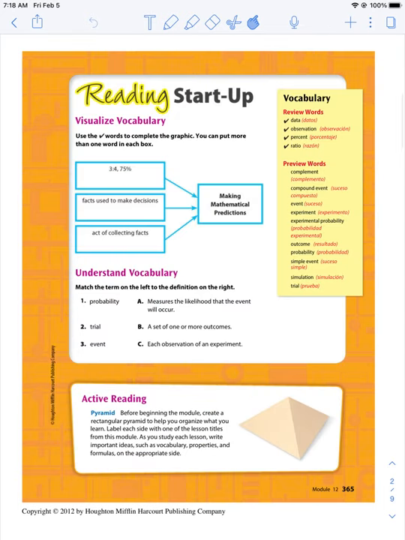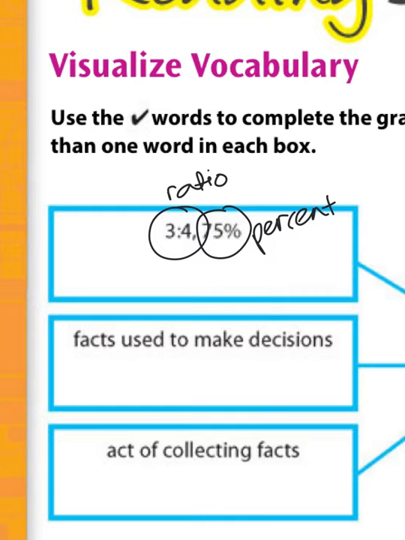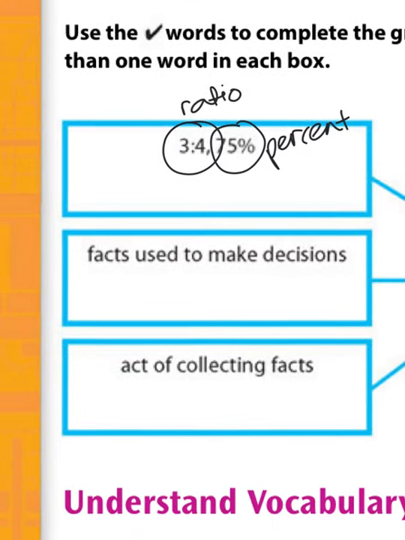All right, before we get started, there are some key words we need to know. With probability, we're going to be looking at making mathematical predictions. To do that, we're going to need some vocab. So remember, this is what we call a percent, and this is what we call a ratio. We can describe probability with both percents and ratios, and we can even use fractions and decimals.